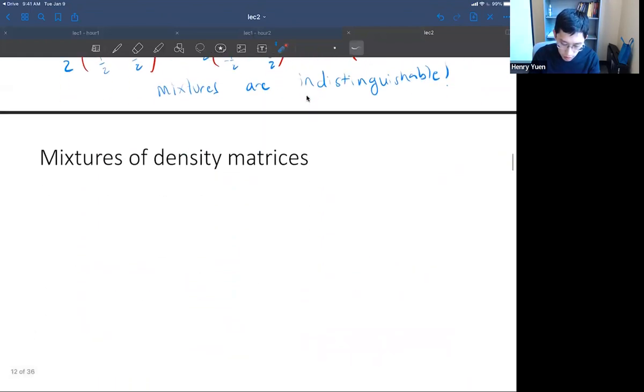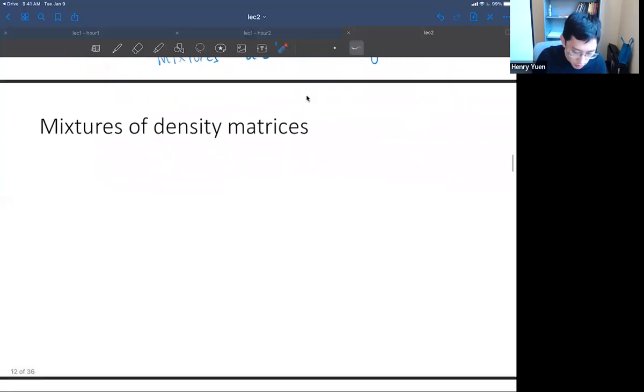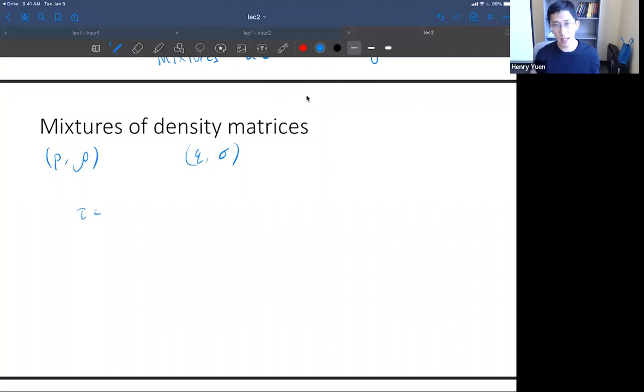Okay, so mixtures. This is just a really quick thing. I told you about taking mixtures of pure states. You can also take mixtures of mixed states in a very natural way. Let's say you have two mixed states, rho and sigma, and a person flips a coin and says, with probability P, I'm going to give you this mixed state rho, and with probability Q, I'm going to give you mixed state sigma. They hand you one of those two mixed states. What's the resulting mixed state you get?